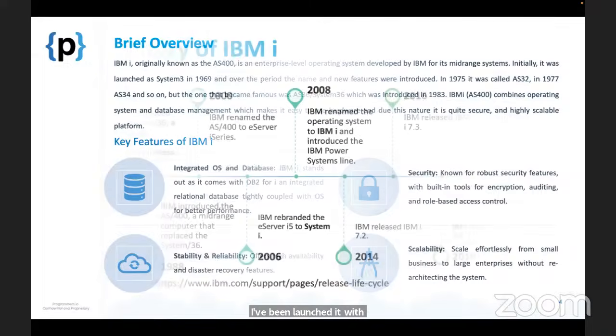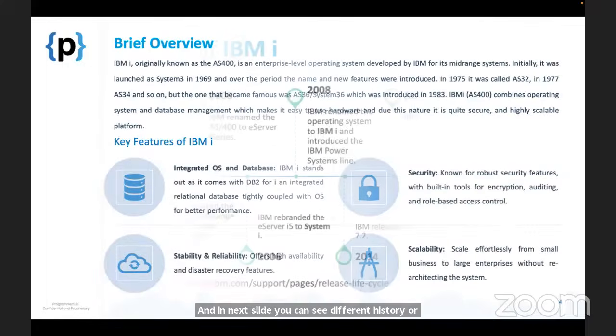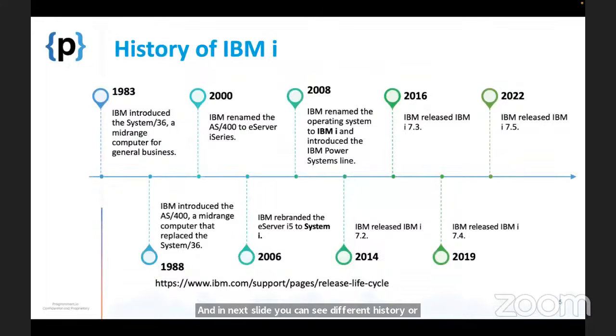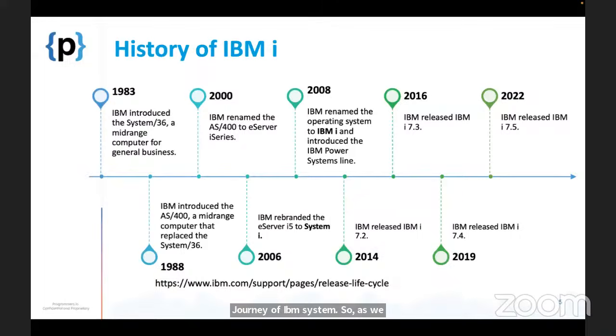In the next slide, you can see the history or journey of IBMi before we go to the features. So let's see this journey of the IBMi system. As we said, in 1983 it was S36, which was quite popular at that time. Then in 1988, IBM rebranded it as AS400. This name was quite popular, and even a lot of people use this name today.